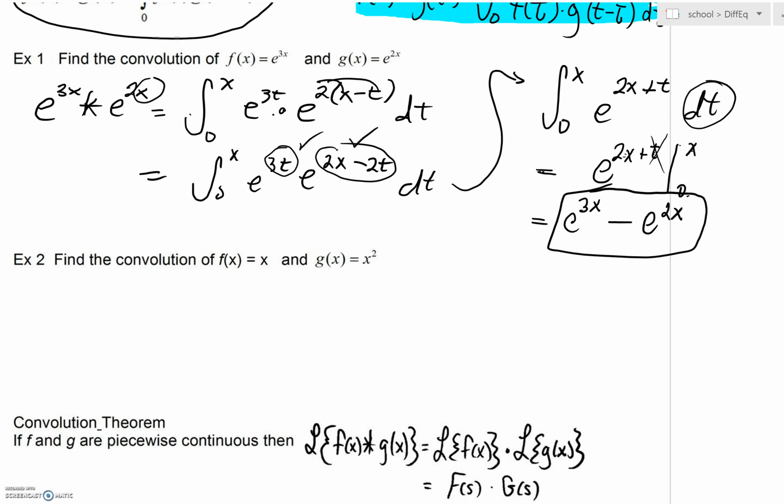Likewise, if we find the convolution for example 2, x and x squared, well, let's see what we've got here. We'll have x convoluted with x squared.